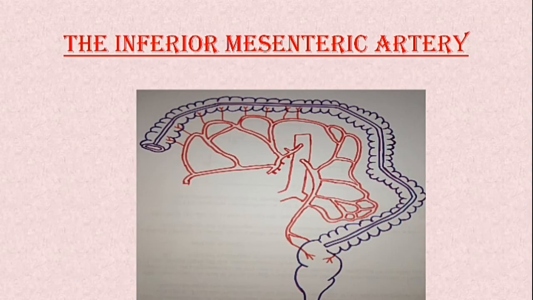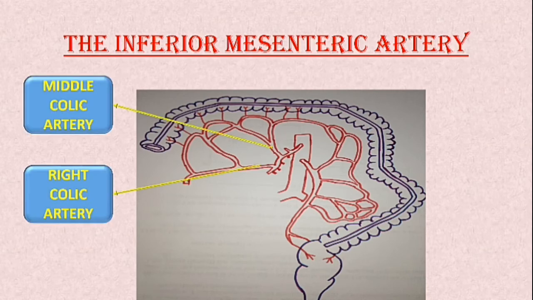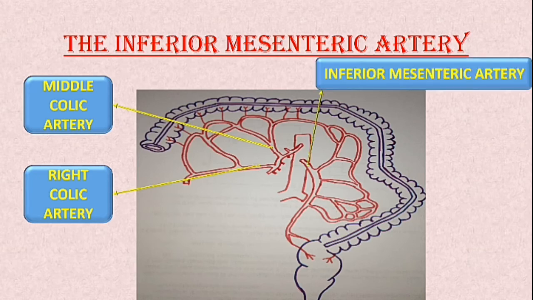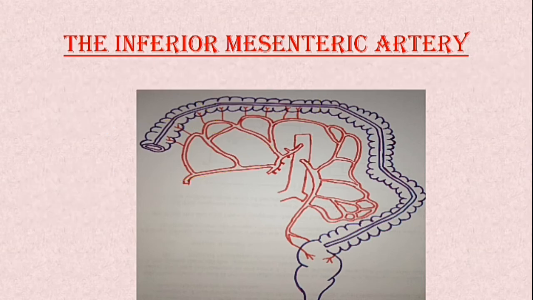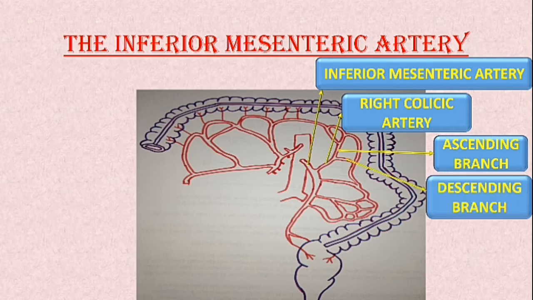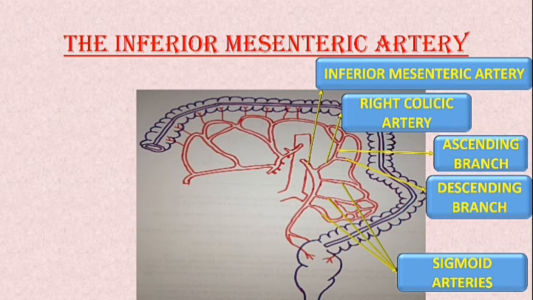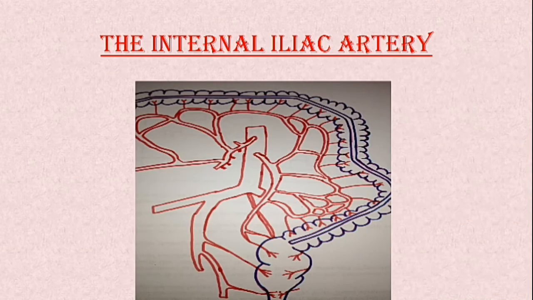Before we talk about the inferior mesenteric artery, let's illustrate a branch of the superior mesenteric artery which we didn't talk about earlier, the middle colic artery. Also remember that the marginal artery runs along the entire length of the large bowel. So, here is our inferior mesenteric artery. It gives off the left colic artery, which has the ascending and descending branches. Here are the sigmoid arteries which supply the sigmoid colon. The terminal branch is the superior rectal artery.